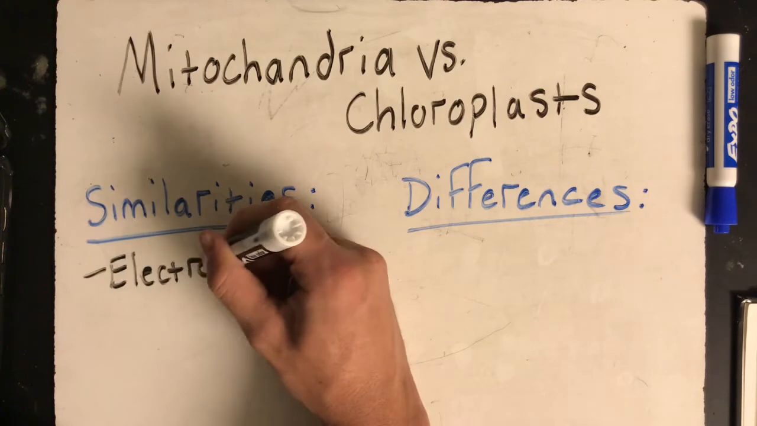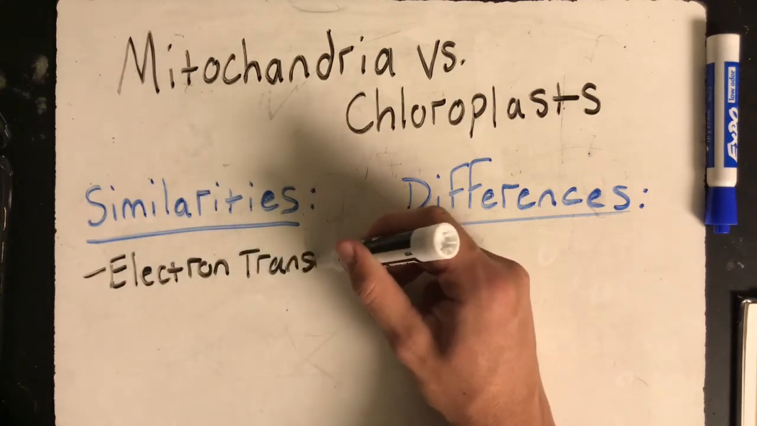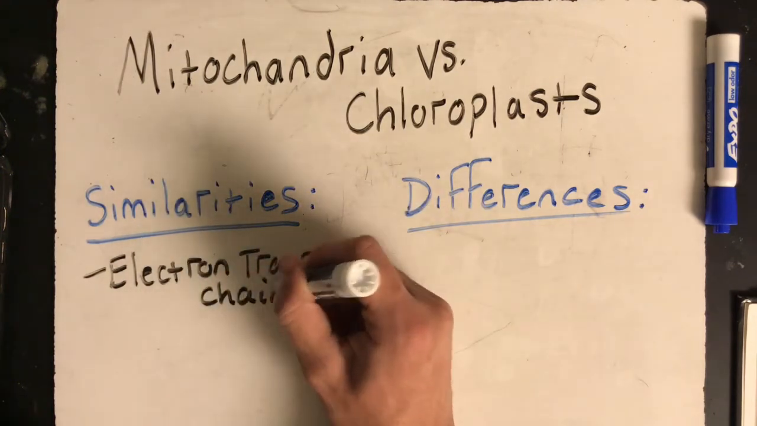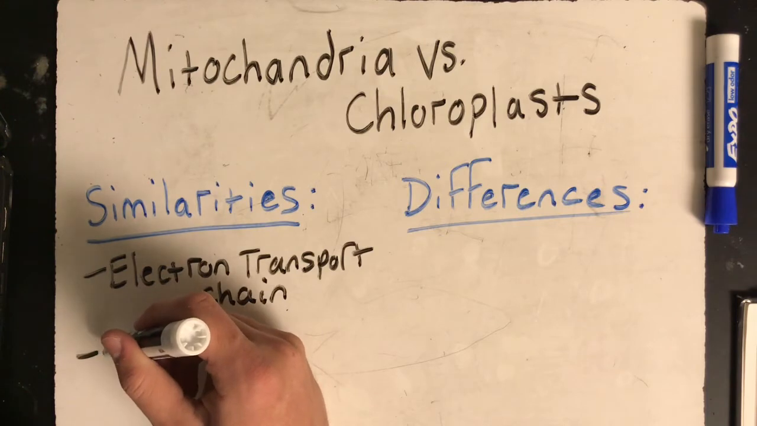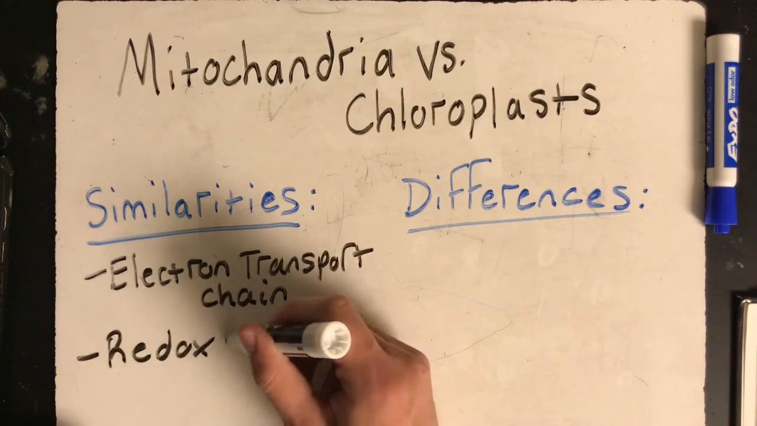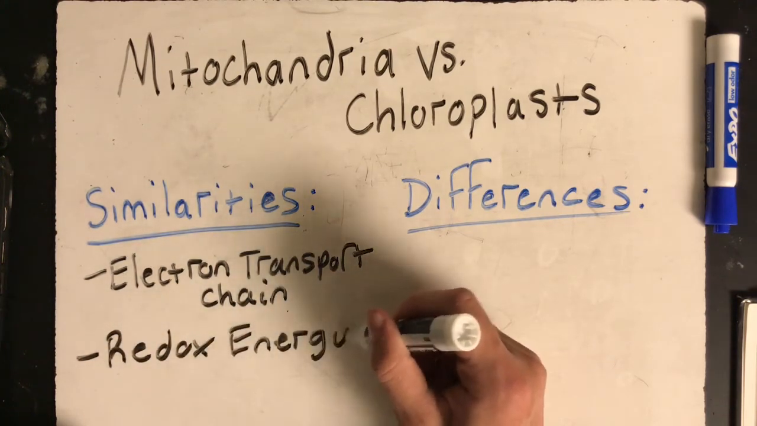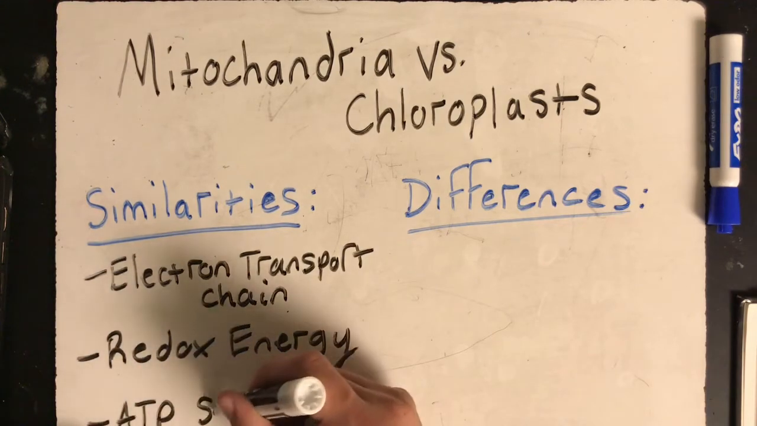Mitochondria is the powerhouse of an animal cell. Chloroplast is the powerhouse of a plant cell. Some similarities are the electron transport chain. They both have redox reactions, and they both have ATP synthase.